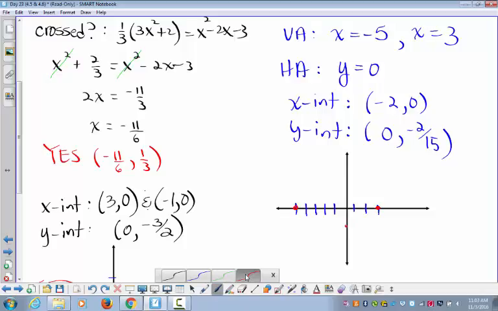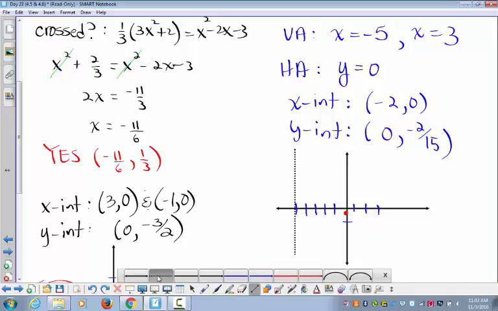Y-intercept at -2. Oh, no, not -2, -2/15. That's a tiny number in there, tiny magnitude, super close to the x-axis. Stay right there. And then our asymptotes, VA. Oh, what did I do? I plotted the VAs as x-intercepts. Those dots should not be there. Oops. Those are supposed to be vertical asymptotes. Come on. There we go. That's better. Okay. And then horizontal asymptote along the x-axis.